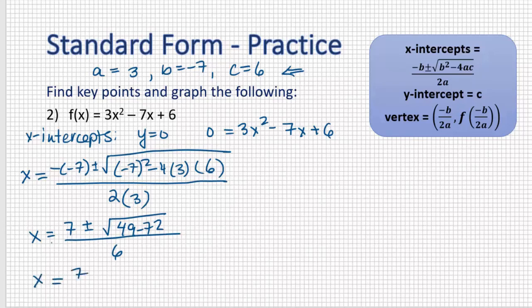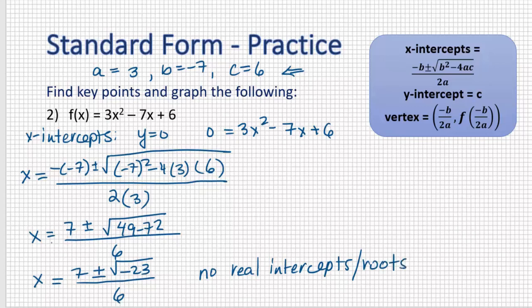So x is equal to 7 plus or minus the square root of -23, divided by 6. Now you'll find that if you try to punch in the square root of -23 in your calculator, it'll give you an error. We can't take the square root of a negative number. What this means is that although this is a number, it's a complex number. It has an imaginary component. It means that there are no real intercepts or no real roots. That means that this parabola doesn't cross the x-axis.